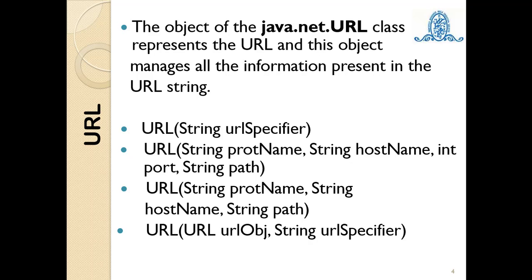The second constructor consists of the parts of the URL, that is the components of the URL, as parameters: String protocolName, String hostName, int port, String path. The third constructor consists of these components again, only the port number parameter is omitted, because port number is the optional parameter. And the last constructor form consists of URL object, String urlSpecifier. This constructor form returns the instance of the URL class specified by the URL specifier value.